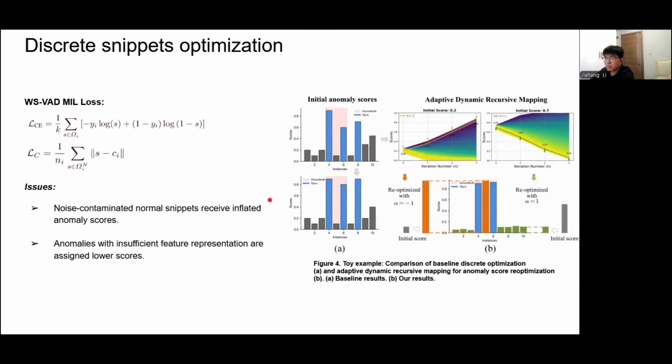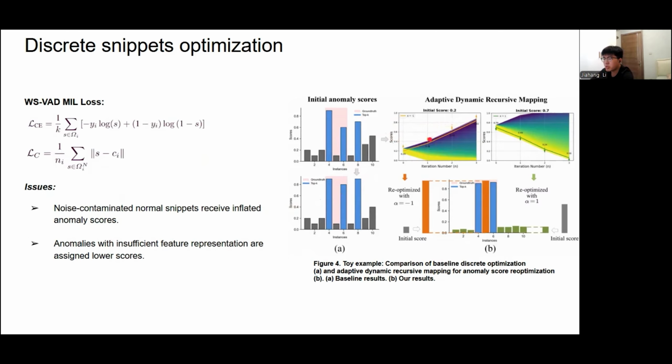These limitations can lead to cumulative misclassification of normal snippets and missed detection of significant anomalies during training, resulting in a higher false alarm rate. To address this problem, we designed adaptive dynamic recursive mapping. Our approach re-optimizes the score of all snippets, not just the top ones, as shown in these two examples.